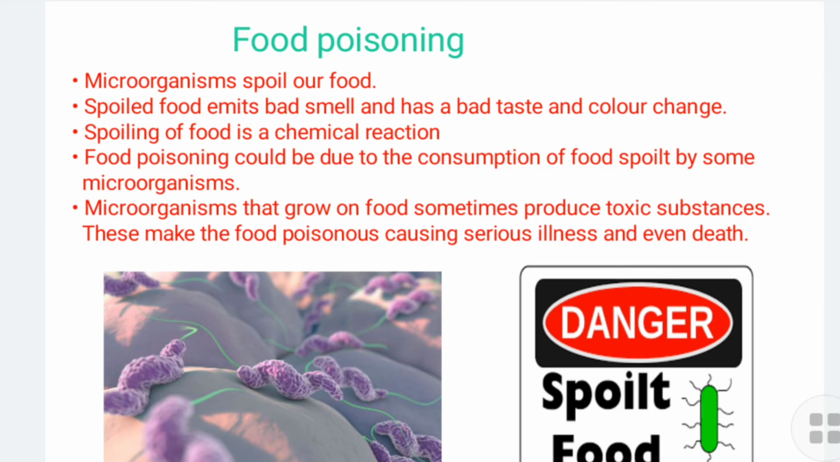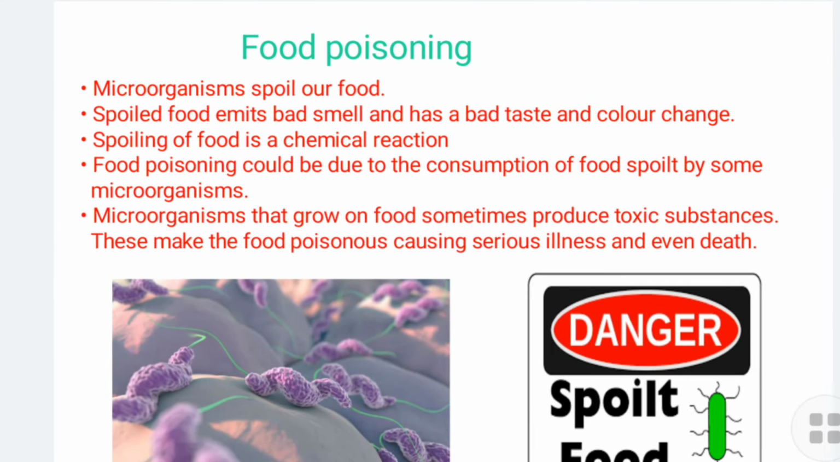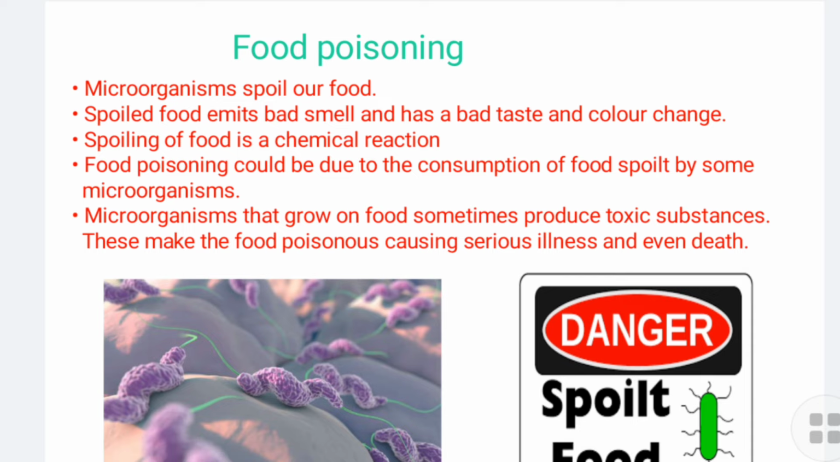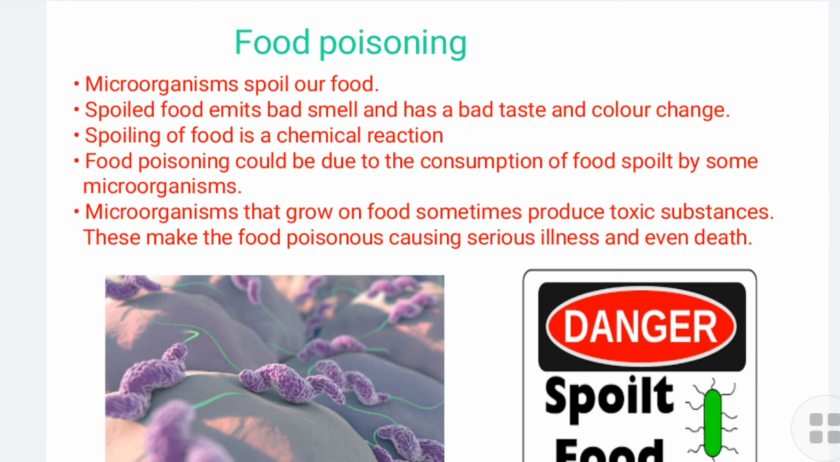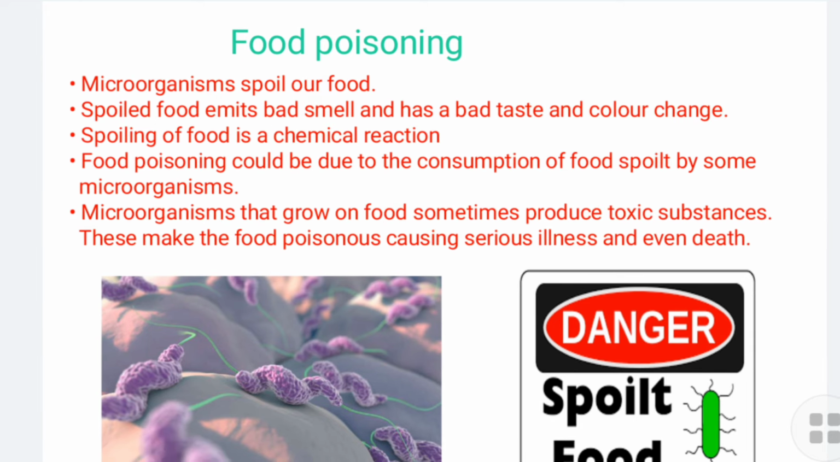And what are the symptoms of food poisoning? Stomach pain, diarrhea, vomiting, loose motions, uneasiness, discomfort, headache, nausea, irritability. All such are the symptoms of food poisoning. And sometimes this food poisoning is so great that it leads to death also.